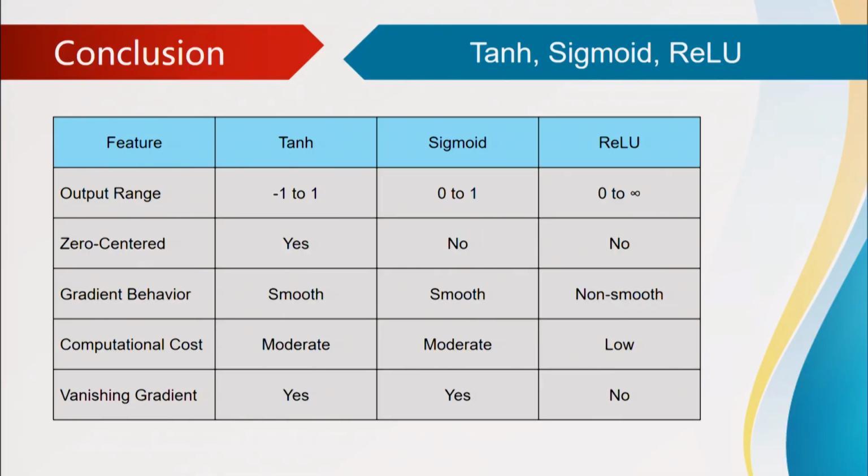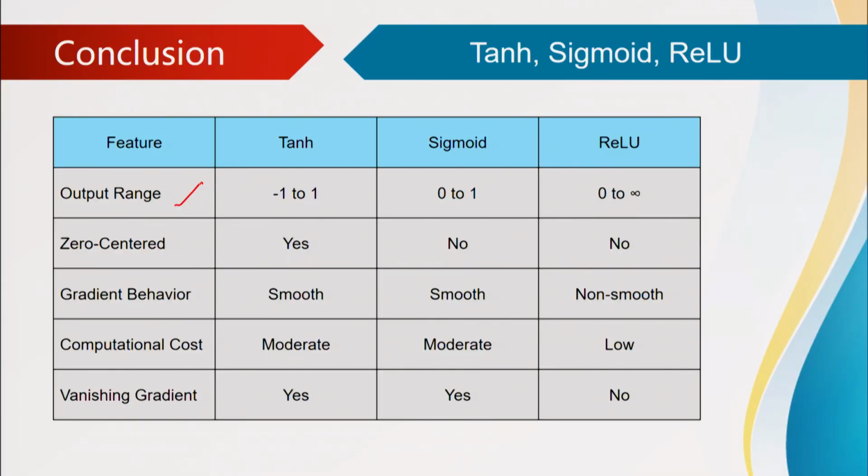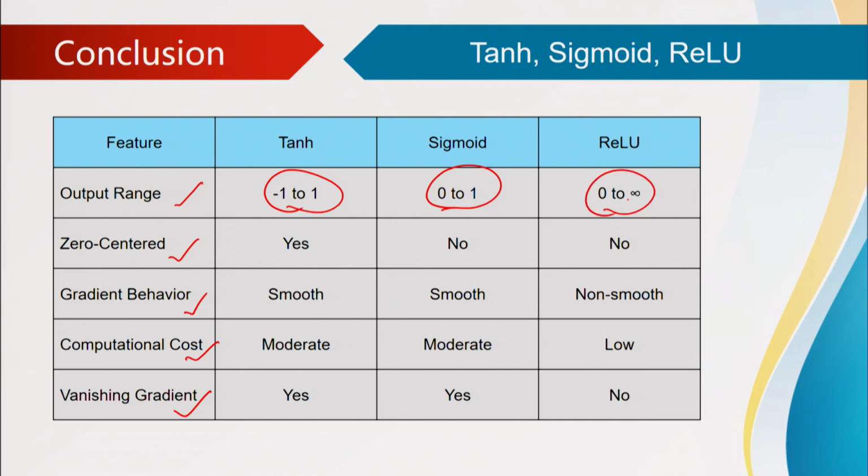To conclude this session, we have discussed the activation functions which will be useful in forthcoming sessions for solving different real world applications of deep neural networks. To sum up, we discussed the various parameters: the output range of each function, whether the zero centered problem is solved, how the gradient behaves, what its computational cost is, and whether the vanishing gradient problem exists. Taking the first feature, the output range: tanh is -1 to 1, sigmoid is 0 to 1 and ReLU is 0 to infinity. Moving on to zero centered, there is no zero centering in the sigmoid and the ReLU function. Only in tanh is the zero centered problem solved.